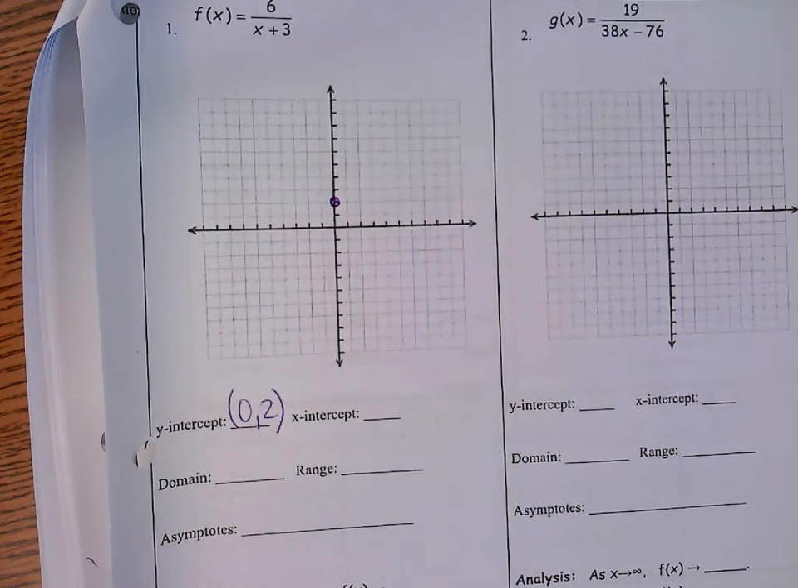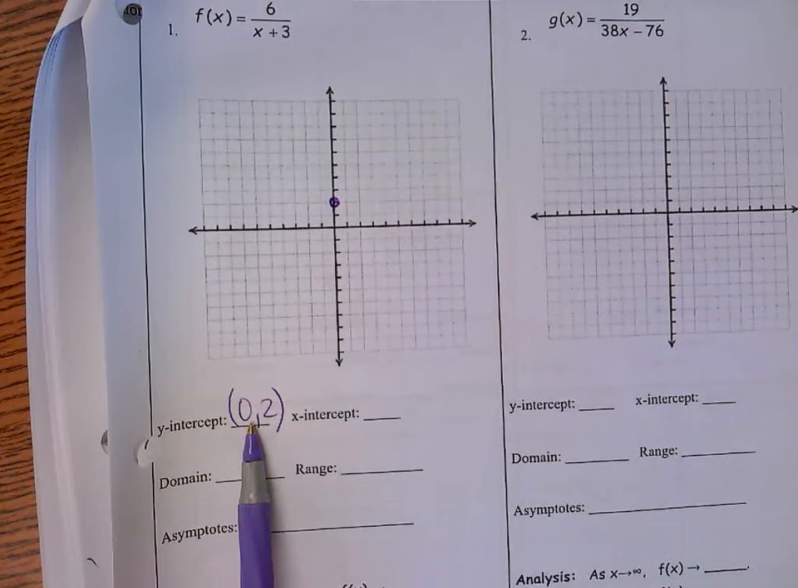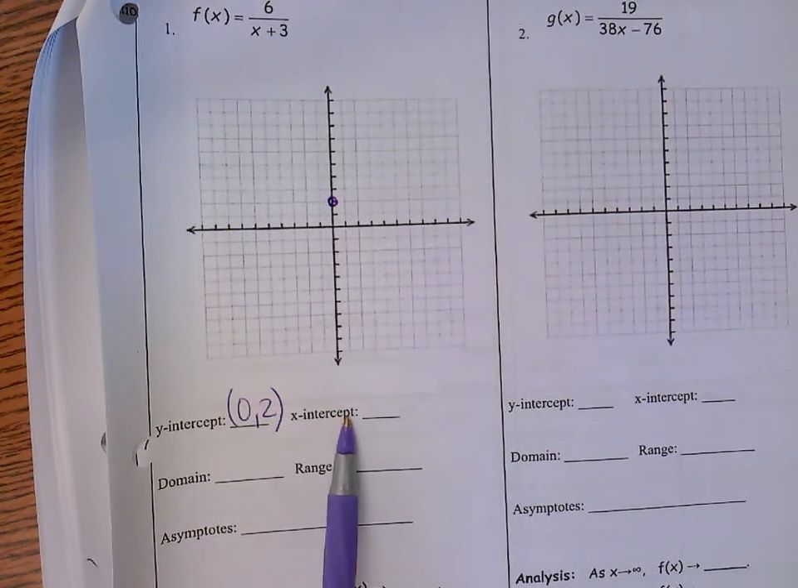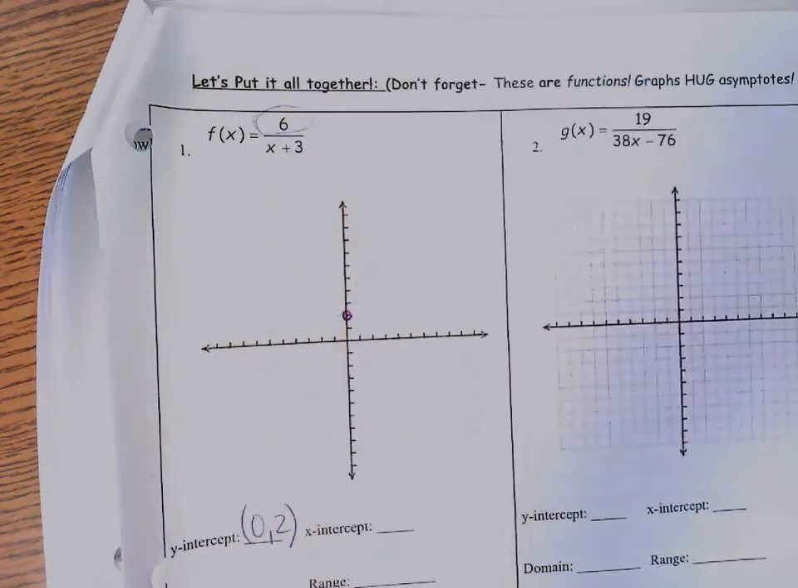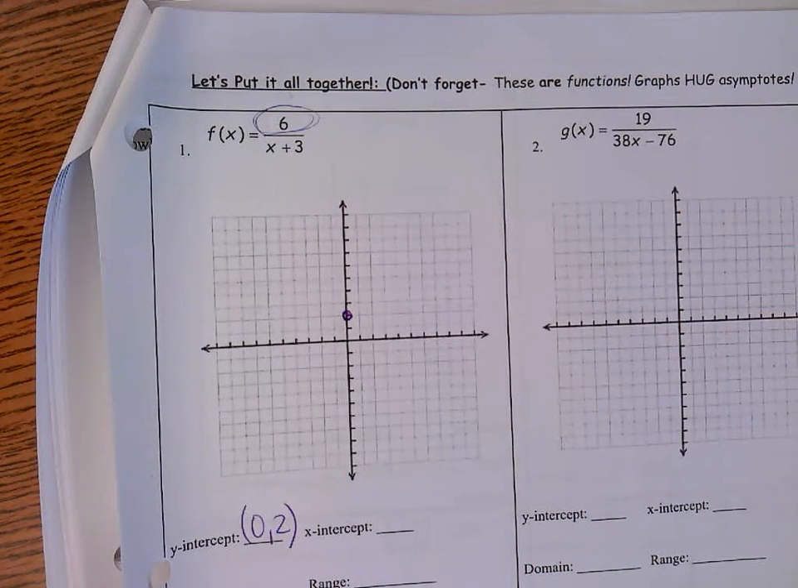All right, so step number 2, after you plug in 0 for x, you find your x-intercept. And the shortcut for x-intercepts was thinking about your numerator by itself. Can the numerator ever equal 0?